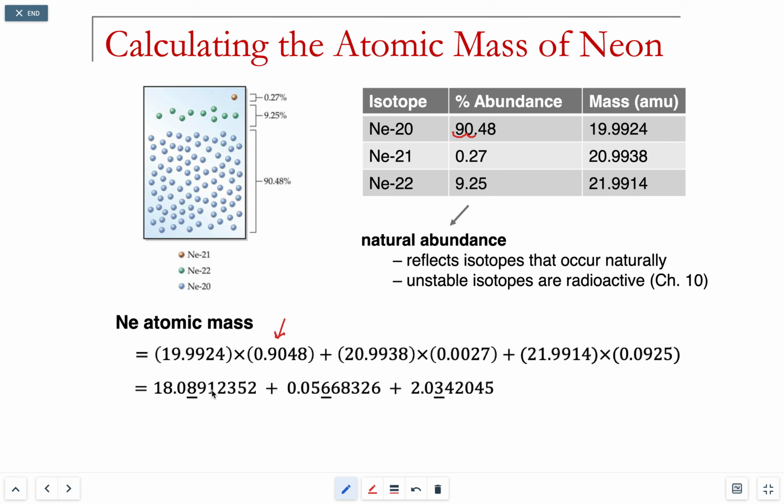Now we apply the addition-subtraction rule. The uncertainty here is in the hundredths place, thousandths place, hundredths place, so we need to report our final answer to the hundredths place. So we underline here, and now we're ready to complete our rounding, right? So the number after the 8 is 4 or less, so we round to 20.18 atomic mass units. Now, if you go look in the periodic table, this is the number you're going to see.